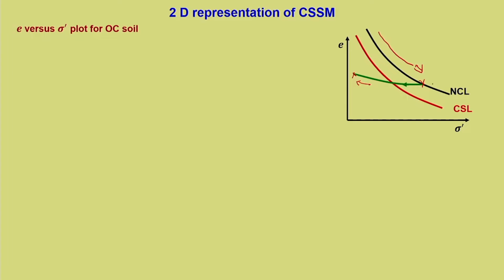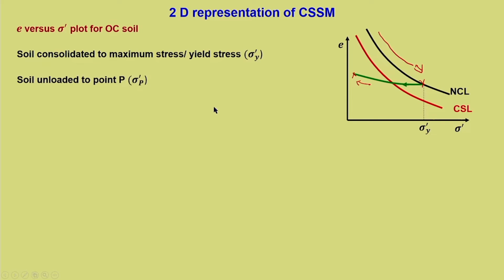Now, what is the over consolidation? From here to here is the over consolidation. So, soil consolidated to maximum stress or yield stress, what we call sigma_y'. This is the maximum stress to which it is subjected in the past. Soil unloaded to point P, where the stress is sigma_p'. So, OCR is sigma_y' by sigma_p'.